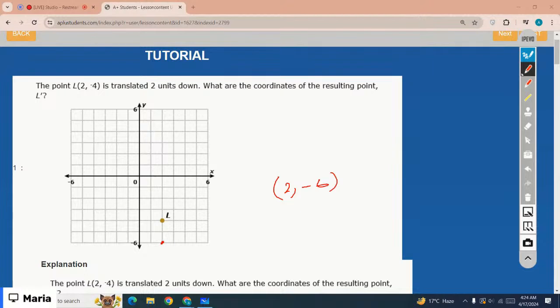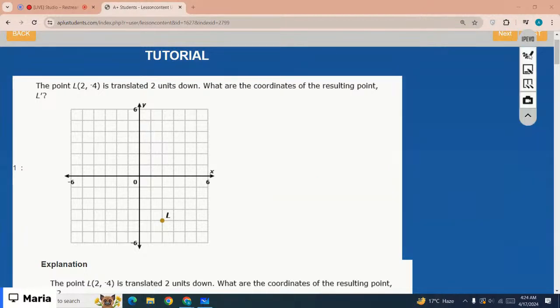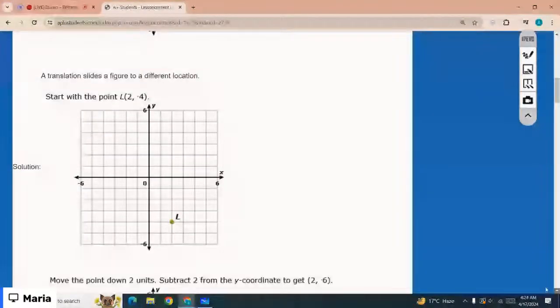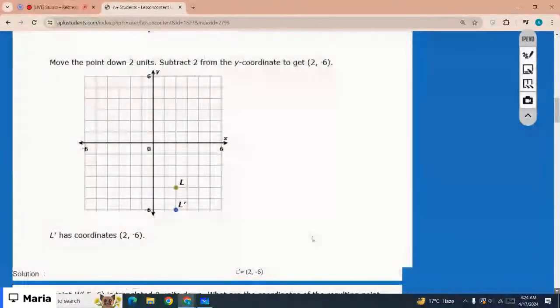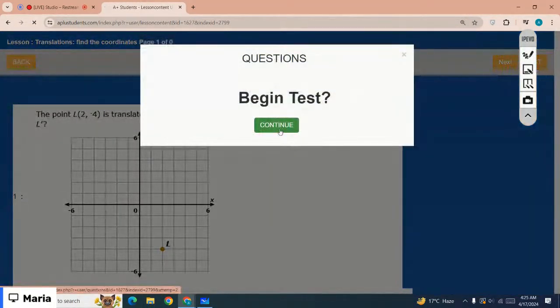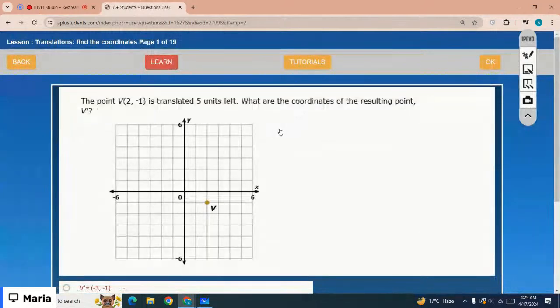Got it? You can move up, down, left or right. You can see here, because you are moving down, you have to subtract 2 from the y coordinate. So you have 2 and negative 6. If you don't do it graphically, you can do it logically. Let's see this one.